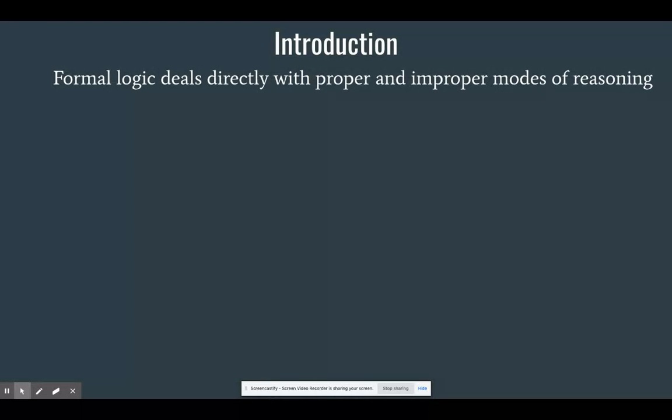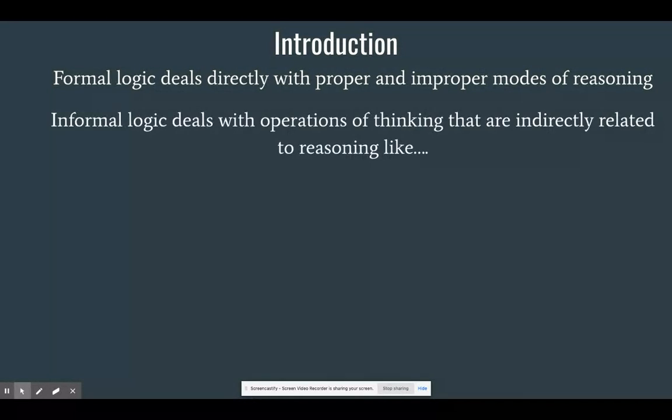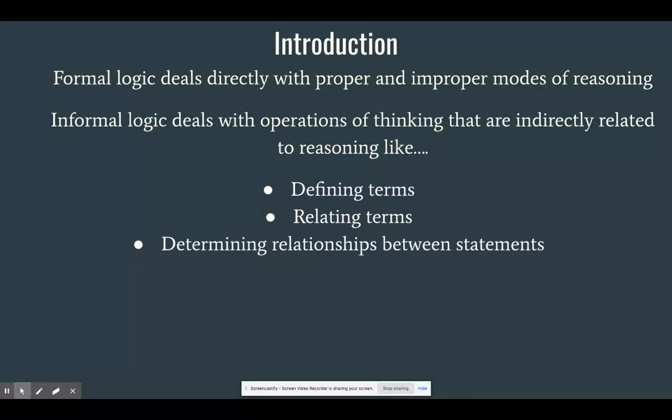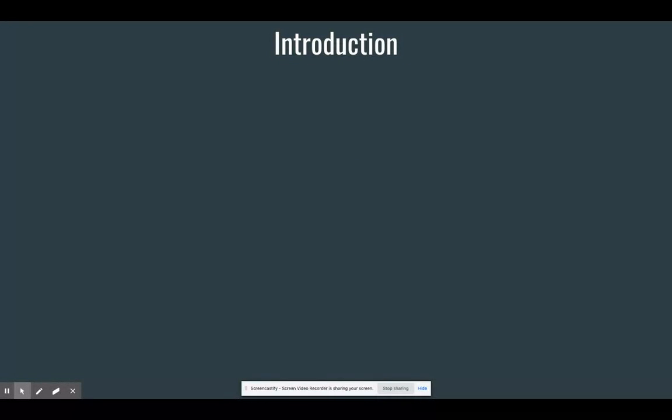So formal logic deals directly with proper and improper modes of reasoning. Remember, drawing conclusions from information we already have. Informal logic deals with operations of thinking that are indirectly related to reasoning, like defining terms, relating terms, relationships between statements. I'm just gonna tell you right now, if you're writing, you don't have to write. None of this is very high level. Don't worry about this stuff. But if you're writing, keep going. But this isn't crucial information. I'm not going to quiz you on what formal logic deals with. Okay, so don't worry about that so much.